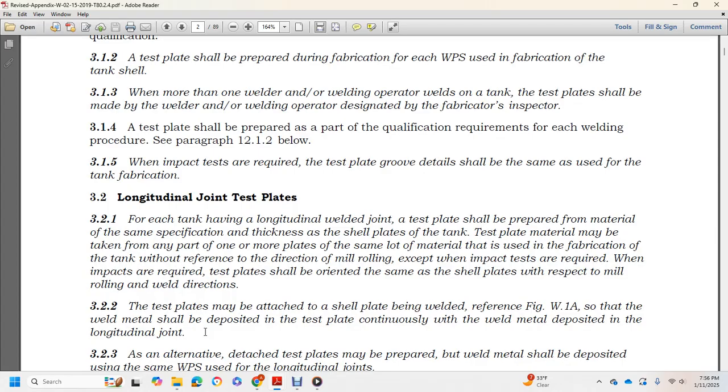The test plate material may be taken from any part of one or more plates of the same lot of the material that is used in the fabrication of the tank, without reference to the direction of mill rolling, except where the impact tests are required. When impacts are required, test plates should be oriented the same as the shell plates with respect to mill rolling and weld directions. Test plate may be attached to the shell plate being welded, reference figure W1A, so that the weld should be deposited in the test plate continuously with the weld metal deposited in the longitudinal joint.